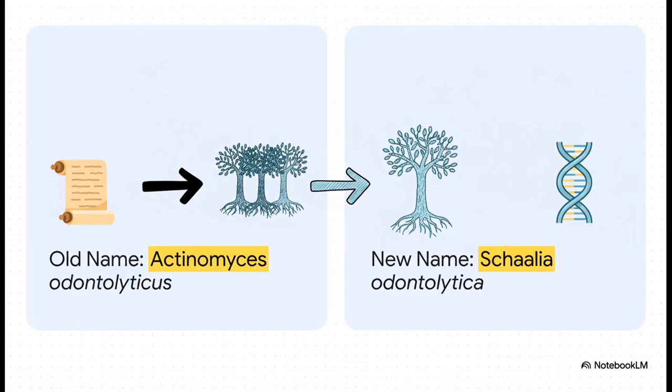So here it is, plain and simple, the old name versus the new. This change was made official back in 2018, and it was all driven by some pretty powerful genomic analysis. What it revealed was that the old Actinomyces genus was polyphyletic, which is basically a scientific way of saying it was a mixed bag of organisms that didn't really belong together. Creating the new Schaalia genus gives us a monophyletic group, which is a much more accurate, scientifically valid classification.